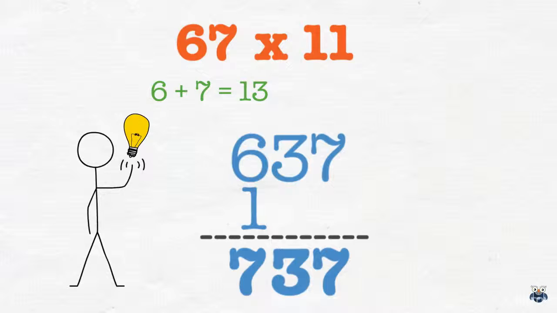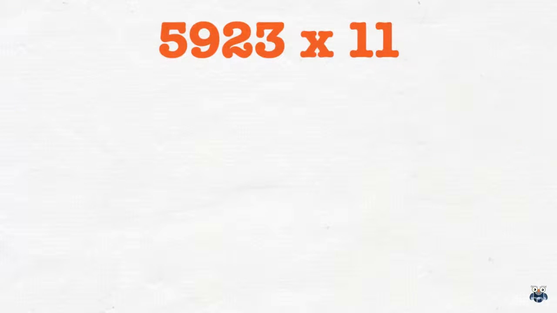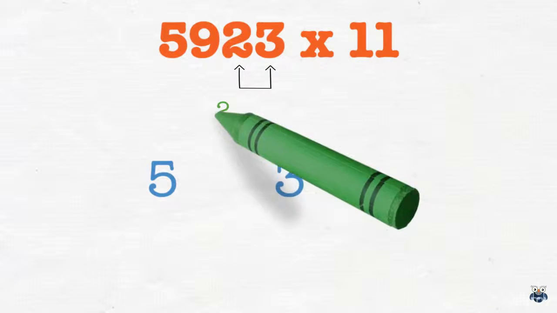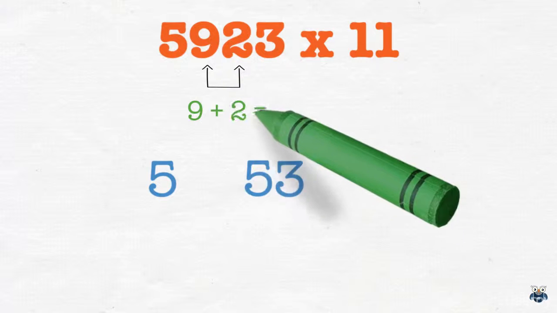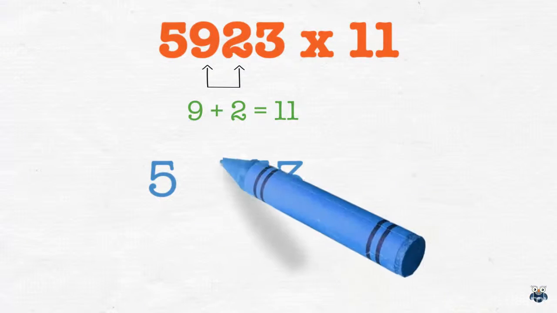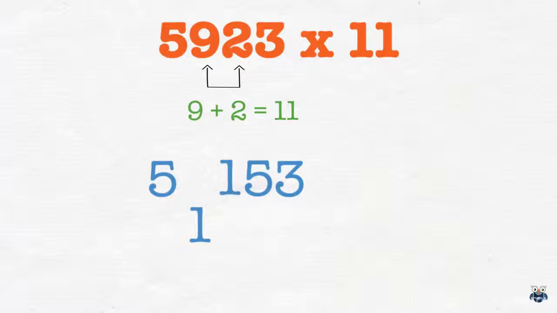Alright, let's raise the bar on this next problem. What is 5923 times 11? We first write down the first and last digit. And let's now pair digits and add, starting from the right. 2 plus 3 is equal to 5, let's write that down. 9 plus 2 is equal to 11. We bring down a 1 and carry over the other 1 like this.